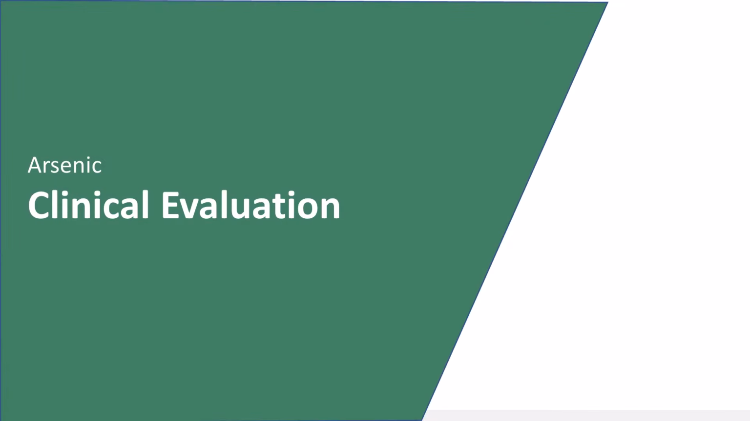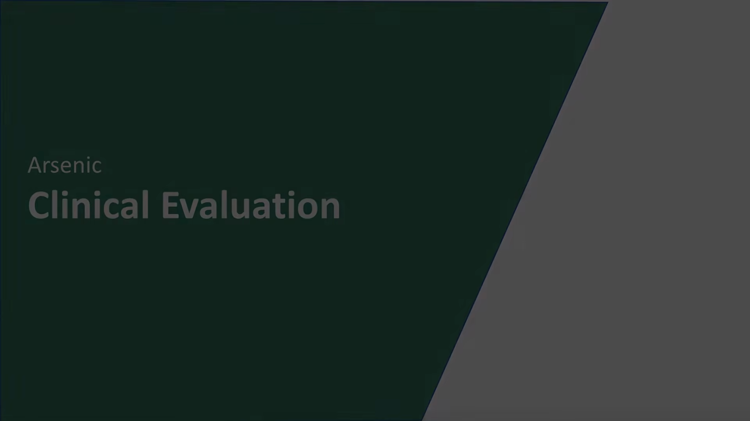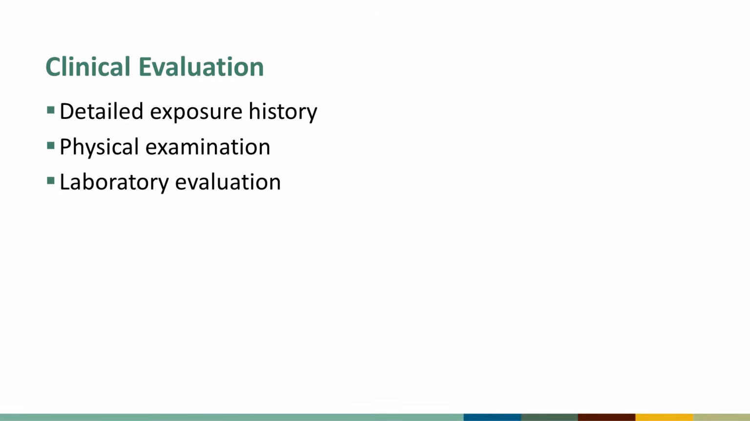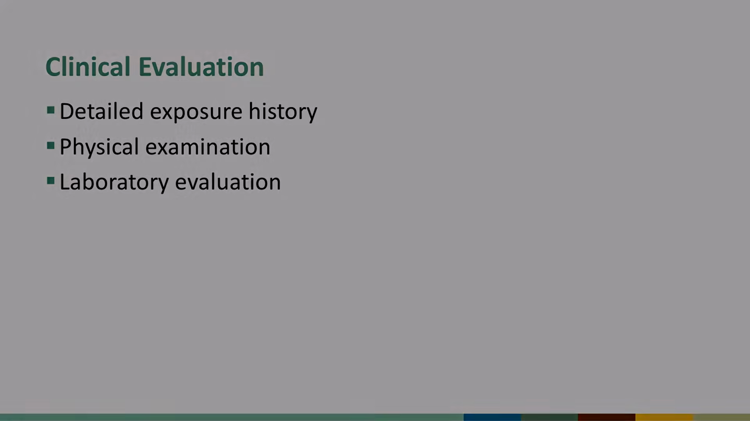Next, we will cover clinical evaluation. When evaluating a patient potentially exposed to arsenic, it is important to start with a detailed exposure history. Assess possible current and past environmental exposures, and ask about the patient's current and previous occupations. Perform a physical exam that pays close attention to skin and nervous system findings and laboratory evaluation when indicated.